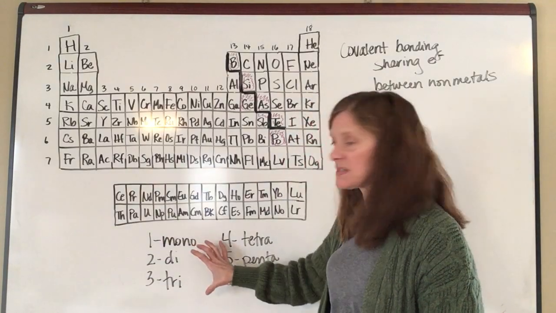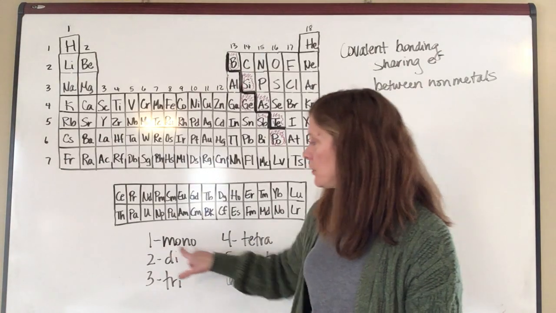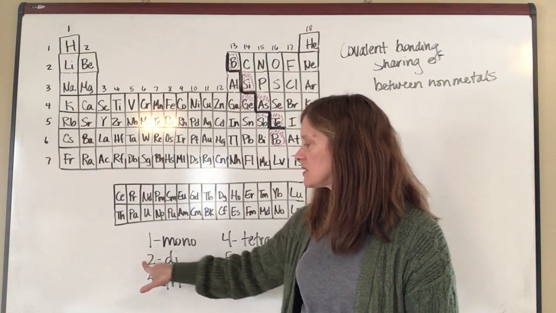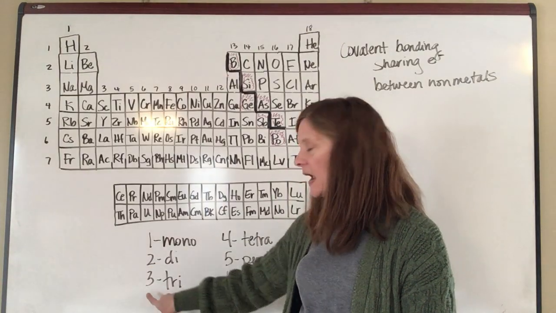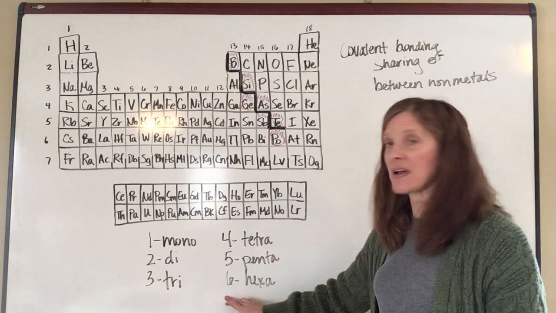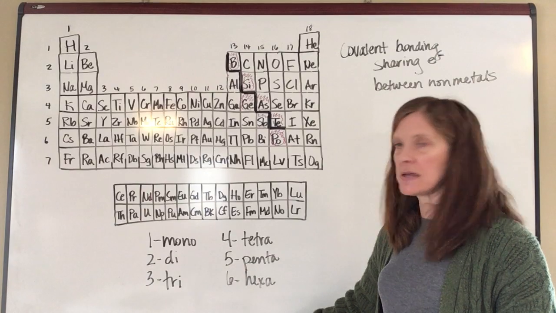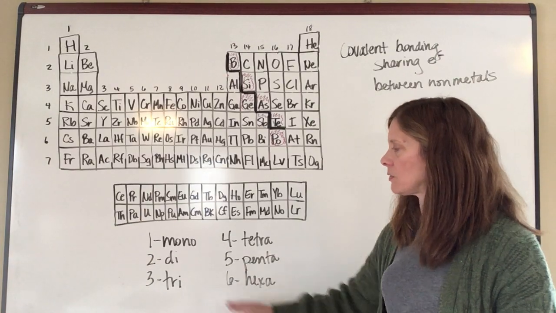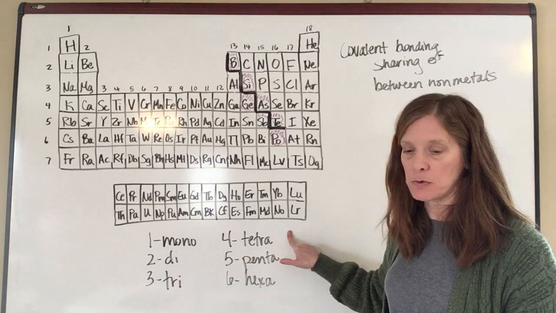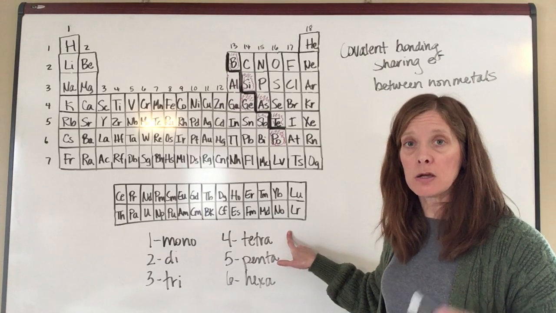So you can use this and you can use your periodic table on the test. So mono is the prefix for 1, di is the prefix for 2, tri is 3, tetra is 4, penta is 5, and hexa is 6. If you want to pause the video for a second and get an index card and write down this information right here so that you'll have that, that would be a good idea. And then once you get that written down, come back and I'll show you how to use it.